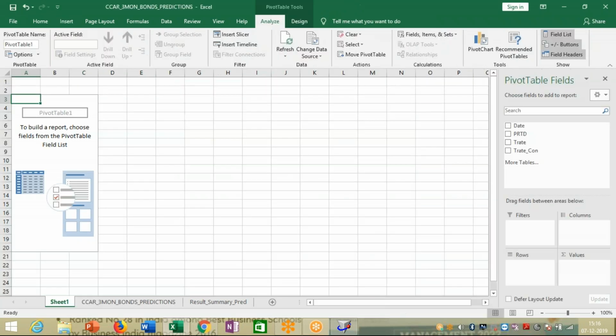So I'll use this pivot table over here, right? Guys, just give me a couple of minutes. I'll be back and we'll get started. Just give me 2 minutes.